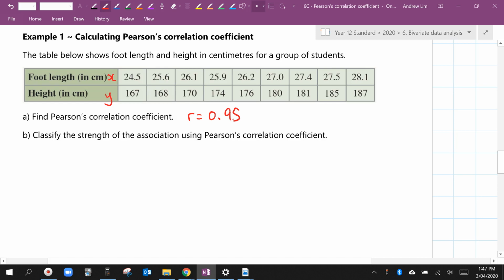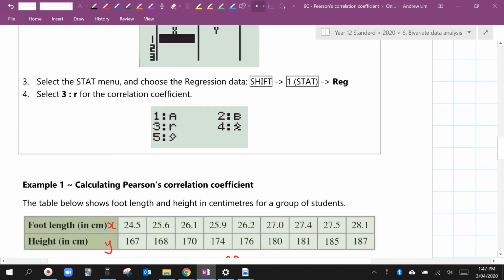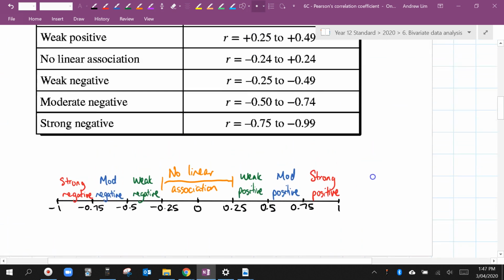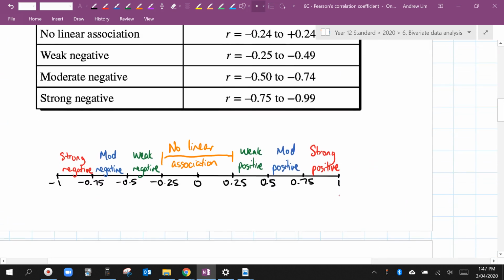Now that I've done that, I can describe the linear association between foot length and height. So by classifying the strength of the association using Pearson's correlation coefficient, 0.95 is around here. Therefore, it's strong positive.